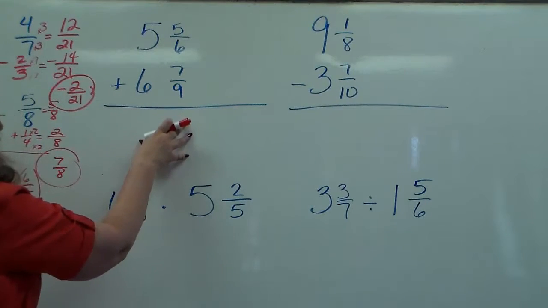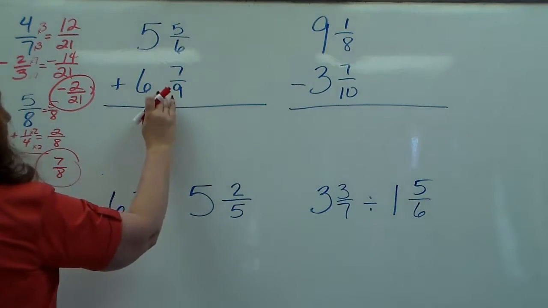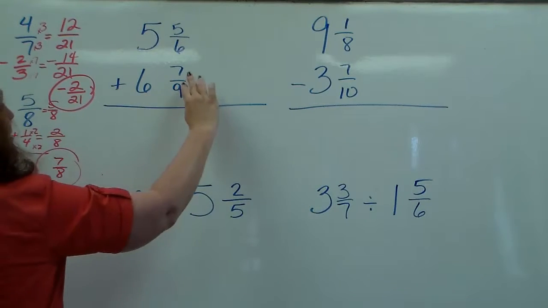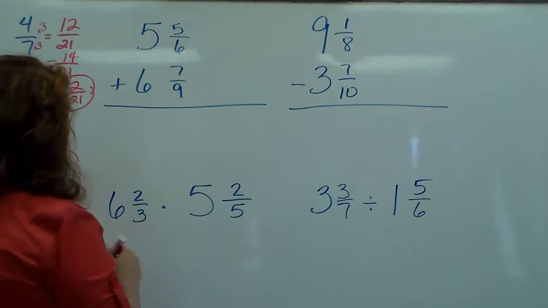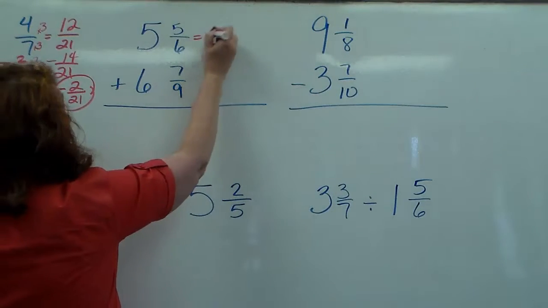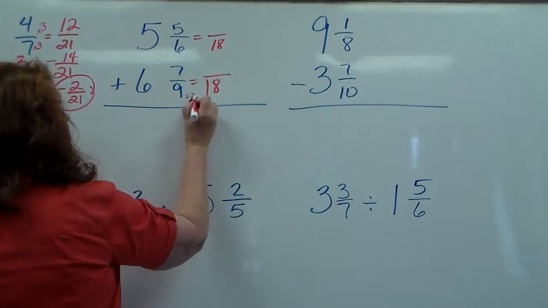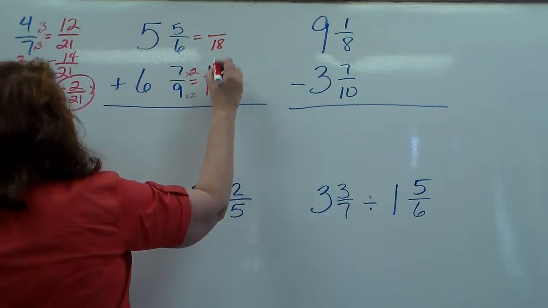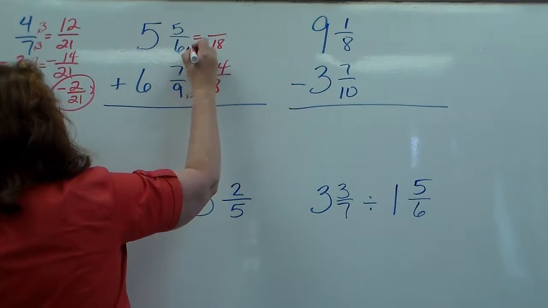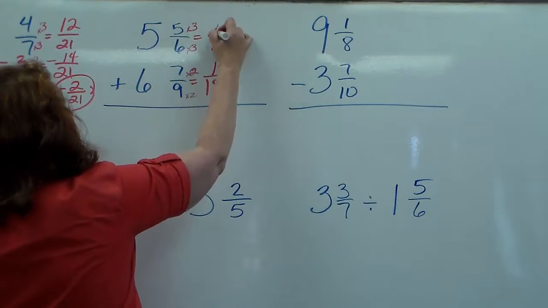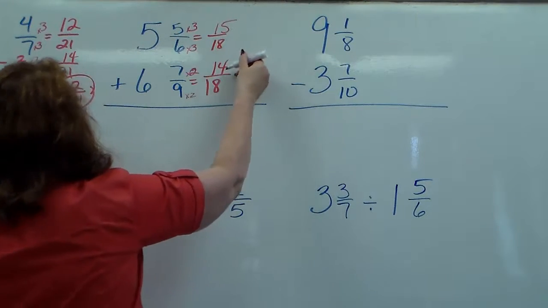So we move on to addition. 5 and 5/6 plus 6 and 7/9. So I need to find a common denominator of 6 and 9. Well, 6 and 9 both go into 18. 9 times 2 is 18. 7 times 2 is 14. 6 times 3 is 18. 5 times 3 is 15. And now I can add.